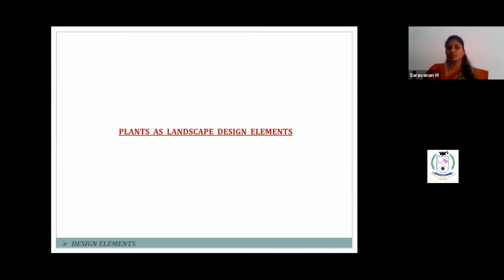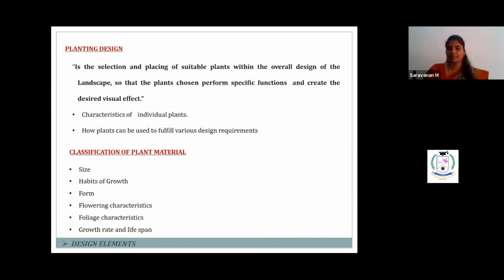So next is your plants as landscape design elements. I'll tell you what planting design is. A planting design is the selection and placing of suitable plants within the overall design in the landscape. First we have to know what type of plant and what type of plant materials can be used. When it comes to the classification of plant material, we have different categories such as size, habit of growth, form, flowering characteristics, foliage characteristics, growth rate, and lifespan.